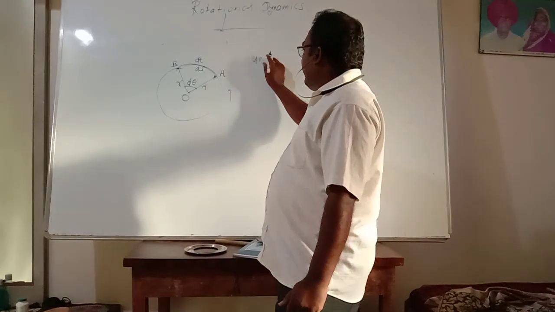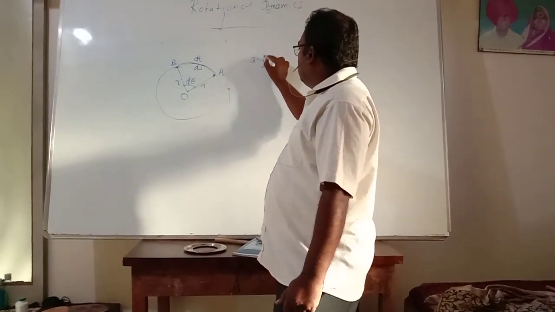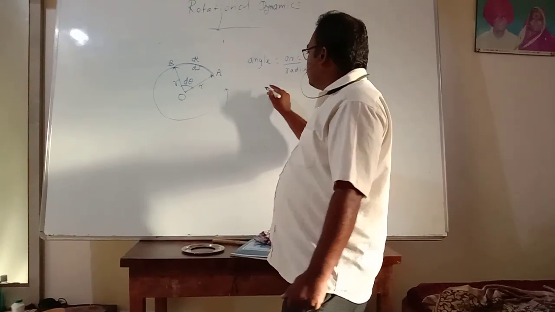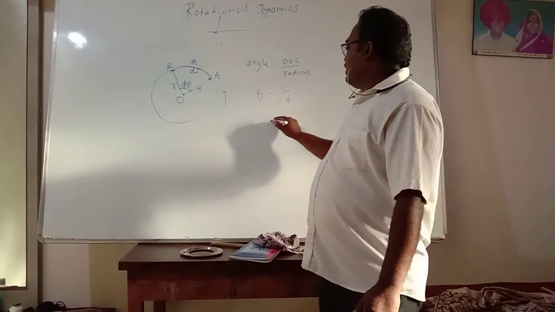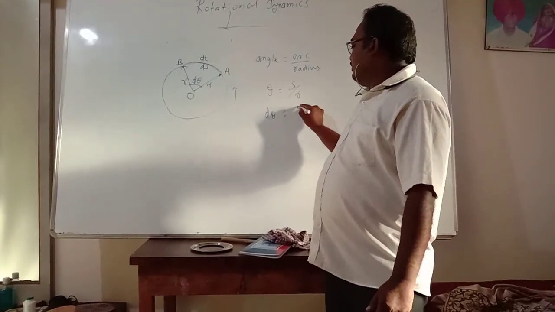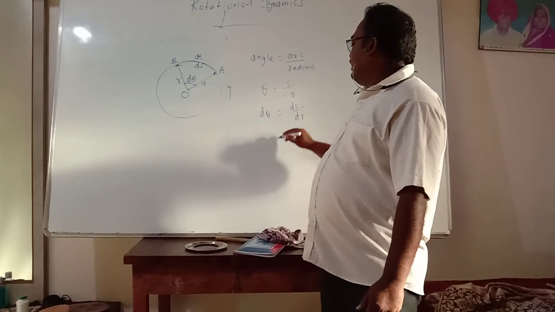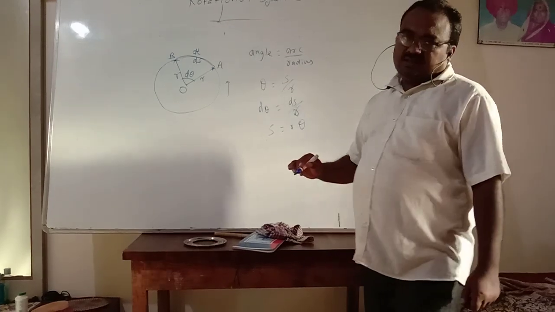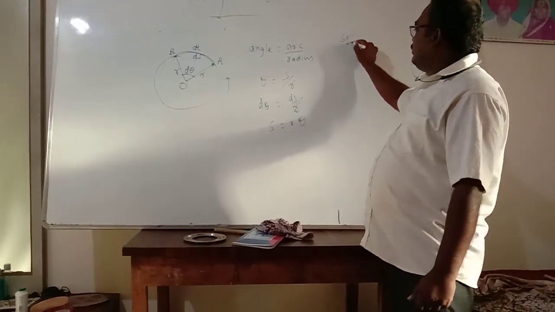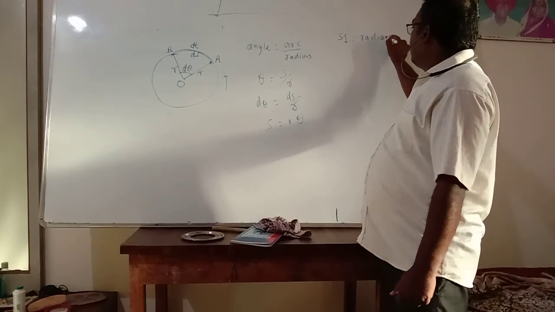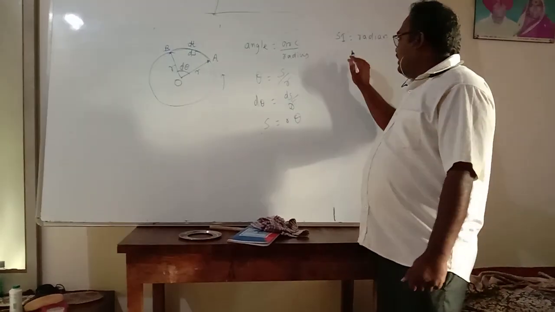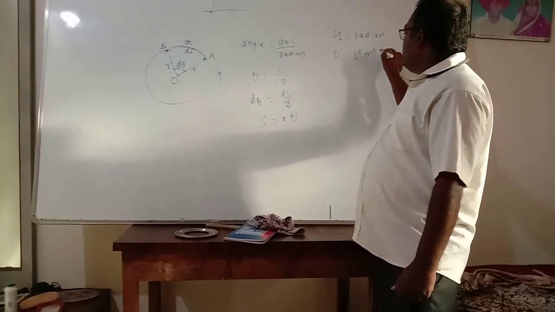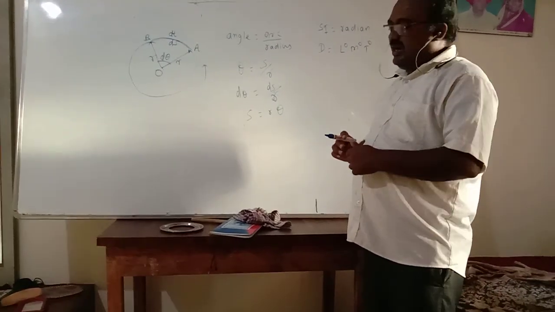Basic formula for angle: theta equal to arc divided by radius, symbol theta equal to S upon R, or small angle d theta equal to ds divided by R. You can write ds equal to R into theta. The SI unit of this angle is radian, and its dimension is dimensionless, meaning you can write L0, M0 and T0.